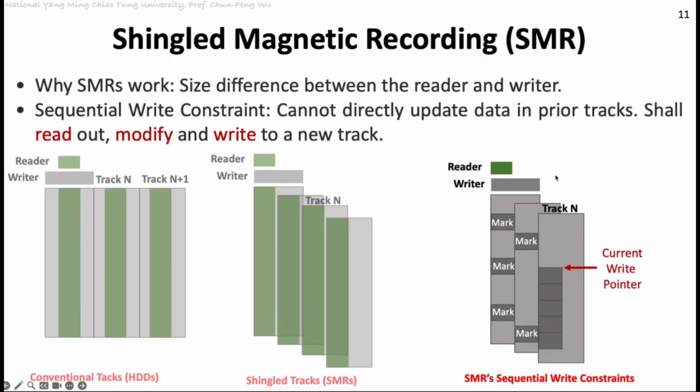But there are some following issues here, because if we mark the data here, it means those marked data are invalid data, because they are all new data in the very latest few tracks, right? So one day we still need to trigger garbage collection to recover all this invalid data from the prior tracks. So the garbage collection overhead is quite expensive for this kind of SMR drive. Okay, so this is for the hard disk drive and SMR part.